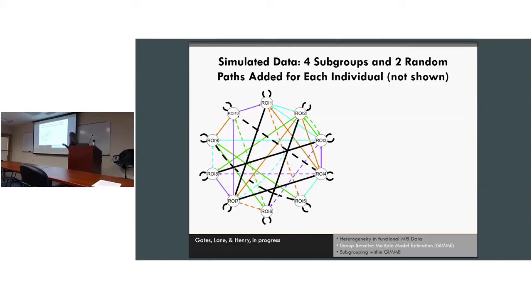For each color, it denotes a different subgroup. Here we left out the gray paths, which would indicate the individual level, but just know that for each individual, they had 2 paths randomly opened. So they have 4 group level paths. In addition, everybody has autoregressive, just that's what we see in MRI. And then 5 group level paths, some lagged and some contemporaneous.